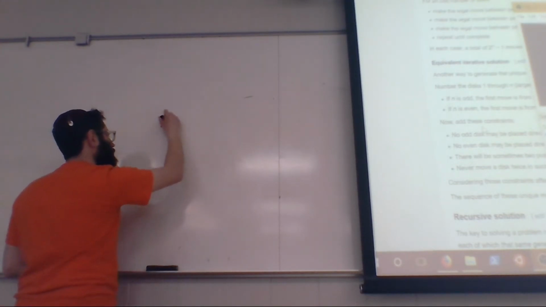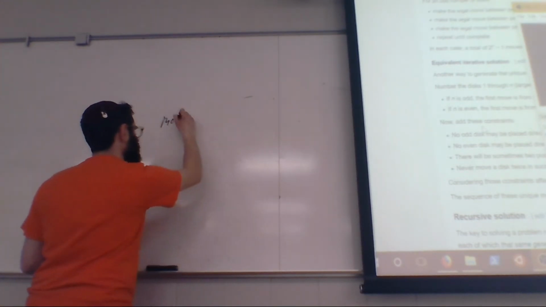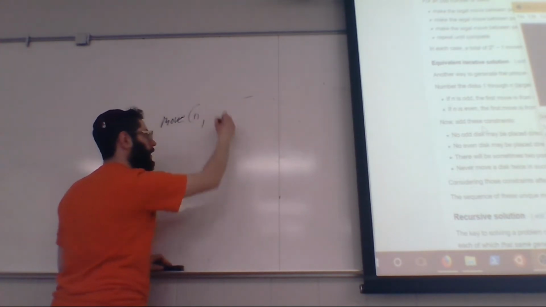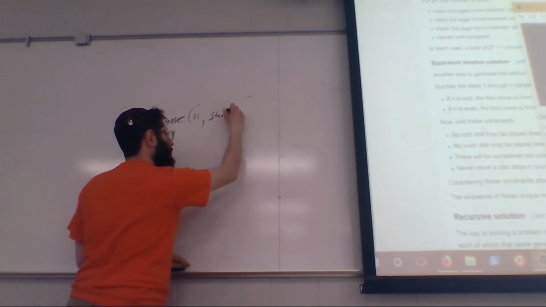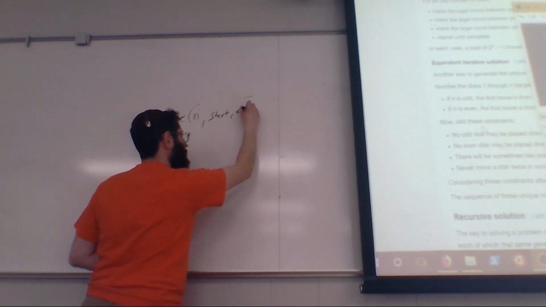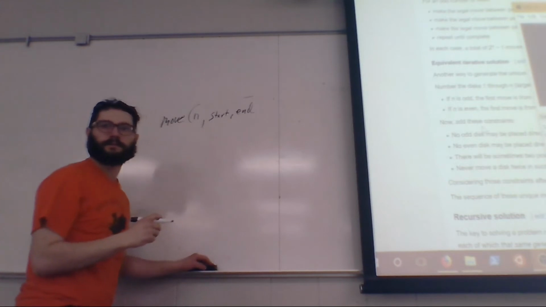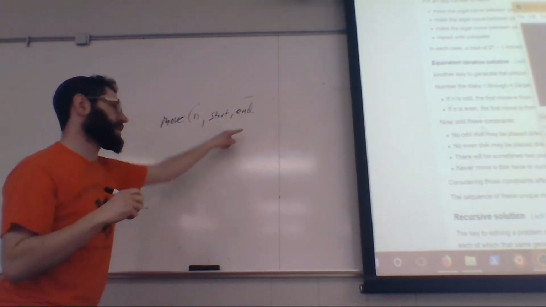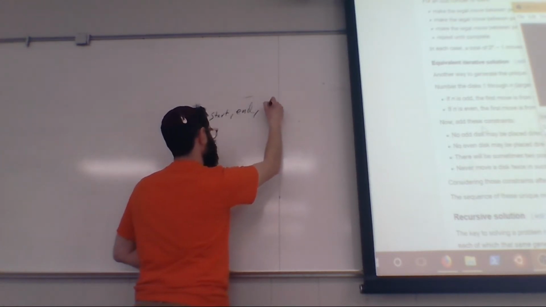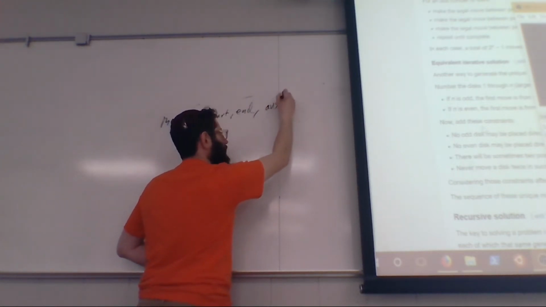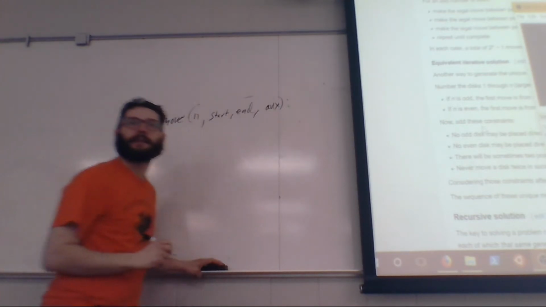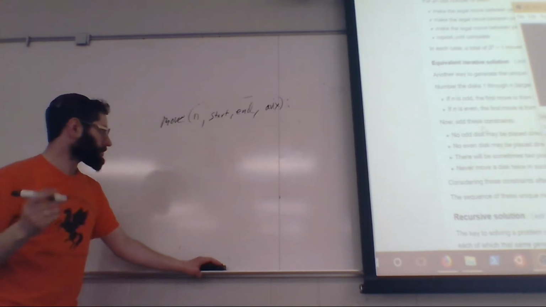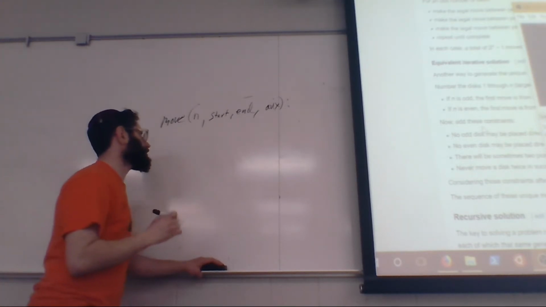The algorithm to move, I want to move n disks, right, from the start to the end, right? I want to move n disks from the start to the end, and then I've got this third peg over here, which I'll call aux or auxiliary, right? Extra space, right? So in order to do that, well, let's see.